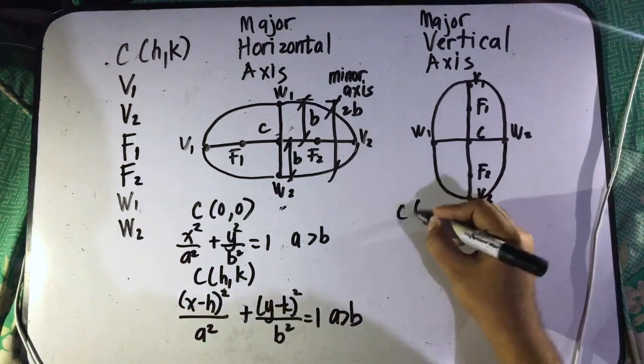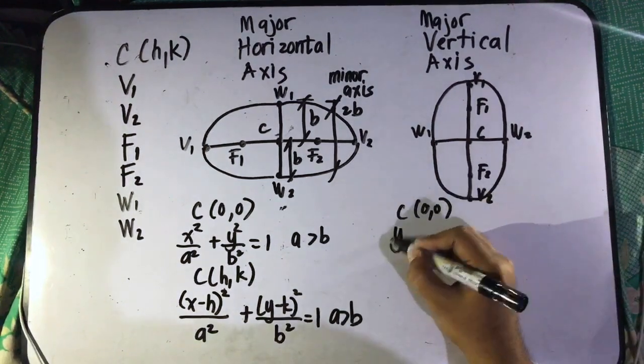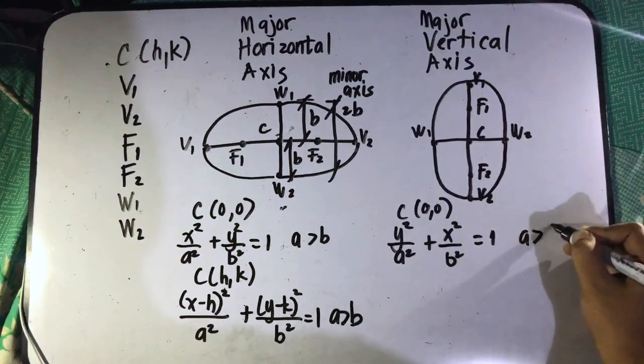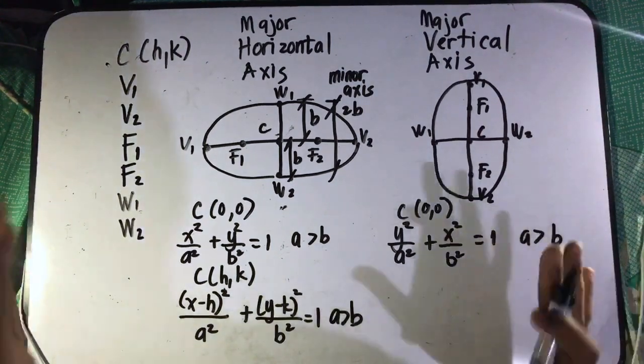So, ang mangyayari lang, if the center is located at 0, 0, the formula will become y squared over a squared plus x squared over b squared is equal to 1, where a is greater than b. So, magiging ganito yung formula natin.